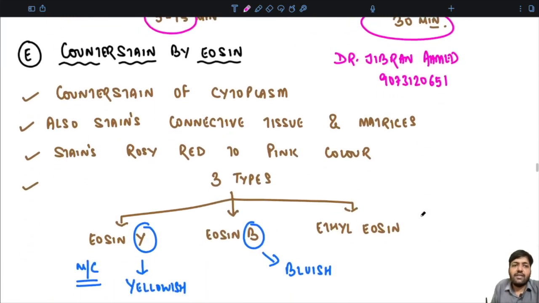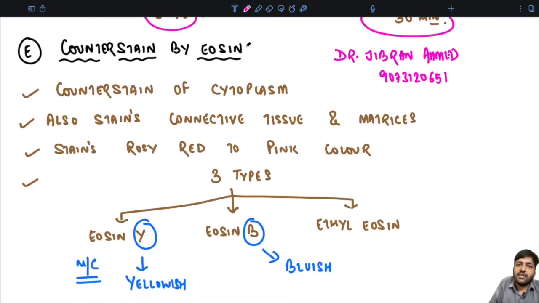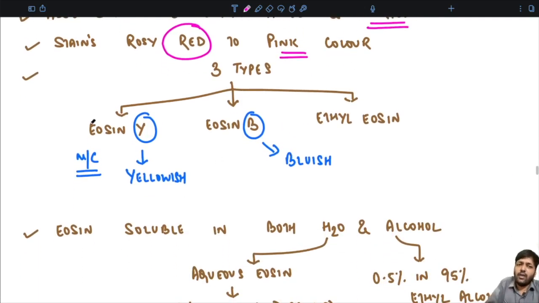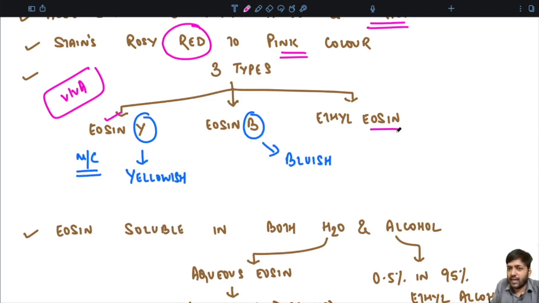The counter stain of the cytoplasm is done by Eosin. It also stains the connective tissue matrix. It stains rosy red to pink color. Now there are 3 types of Eosin. Remember, in your exam, very commonly the examiner will ask you, and most commonly in your college you are going to find the Eosin Y. So there are 3 types: Eosin Y, Eosin B, and ethyl Eosin.